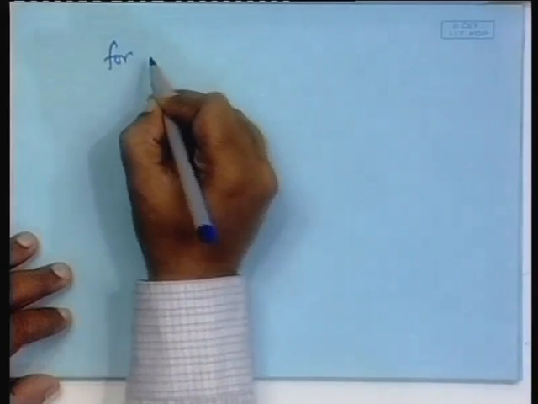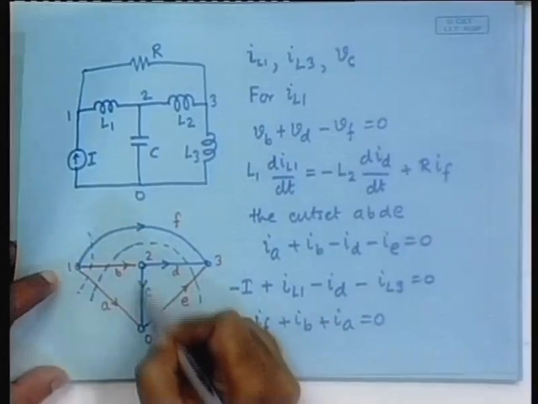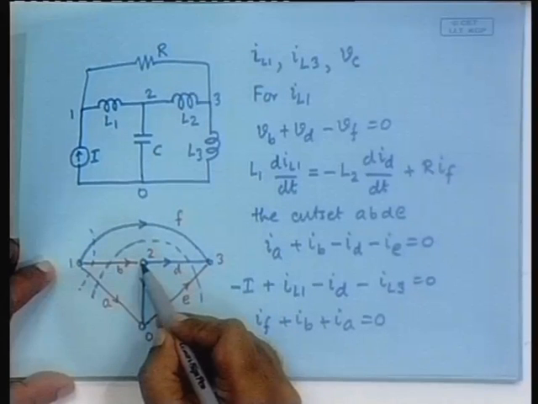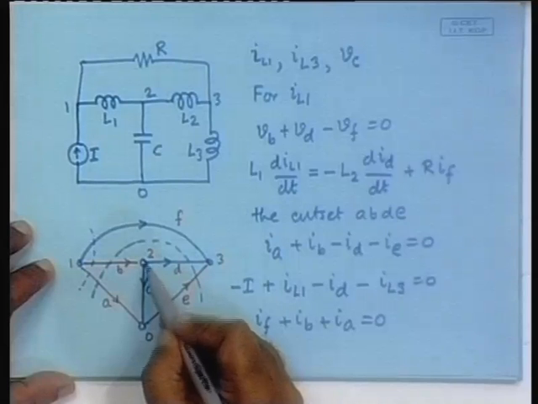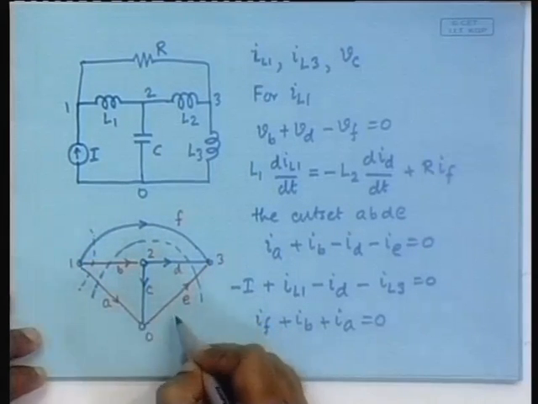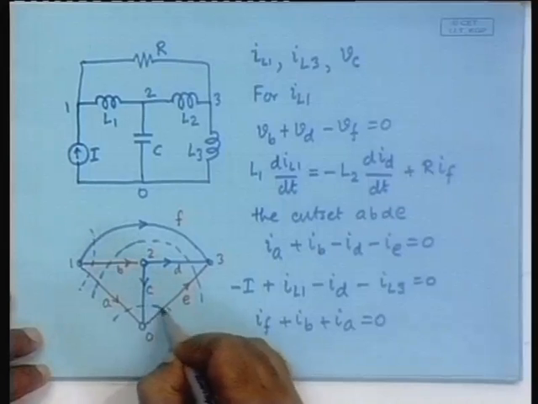And there will be another state variable, which is V C. For it, the equation will be trivial. For V C, the equation will have to be obtained from where? Containing this. And where is it? Here. This cuts it.